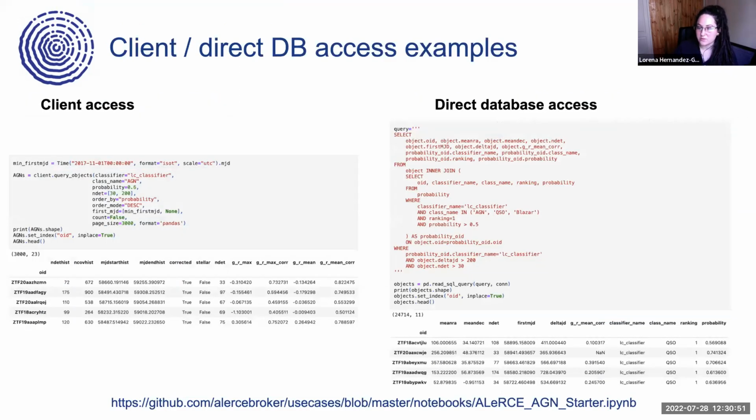These are examples of the notebook for using AGN. On the left we have the access through the client, and on the right we have direct access to the database. So probably the difference for using these is the number of sources that you want to access. If you want some thousand objects, it is better to use the client. And if you want a large sample of sources, then it will be better to use the database. In any case, both are well explained in the notebook. So if you want to use it, you are very welcome.